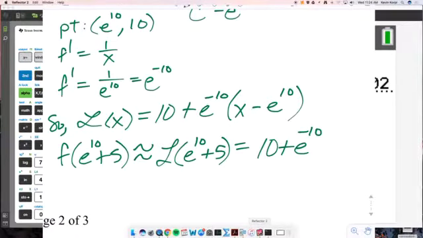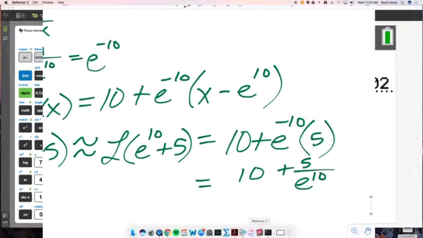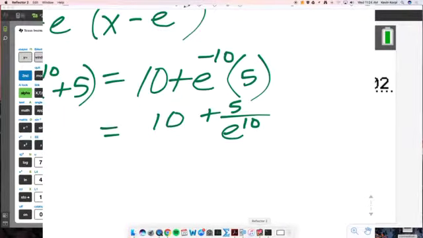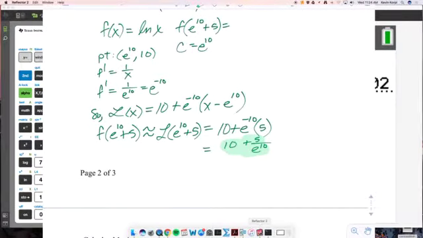Now if you plug e to the 10th plus 5 in for x, the e to the 10ths are going to cancel and you're just left with 5. So this ends up equaling 10 plus 5 over e to the 10th. And right there, we're kind of done. You can actually approximate that somewhat by knowing that e is approximately around 3. So that'll give you an idea. But the point at this time is not to actually compare the values, but just to make sure that we have the mechanics down of how to do something like this.